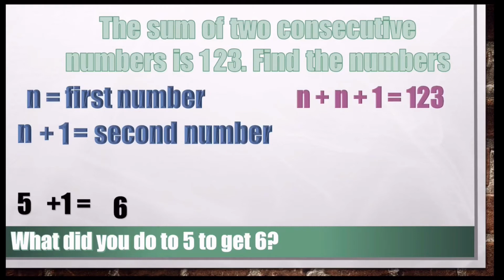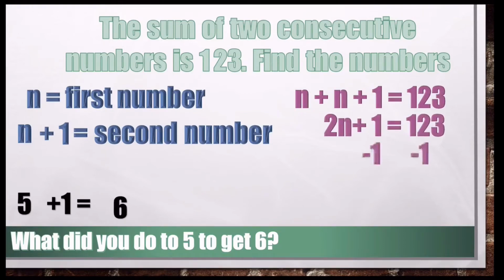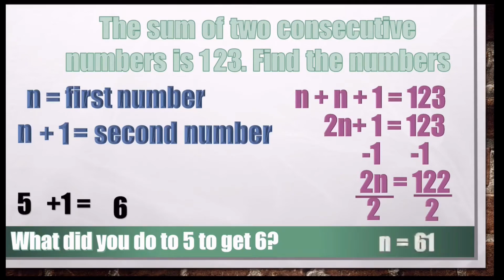Now this is where it's review. All you're going to do is your steps to solve an equation. Combine like terms to give you 2n plus 1. We're going to subtract 1 from both sides to get my constants on the same side. So 2n equals 122. I isolate my variable by dividing both sides by 2, so that I'm left with n equals 61.